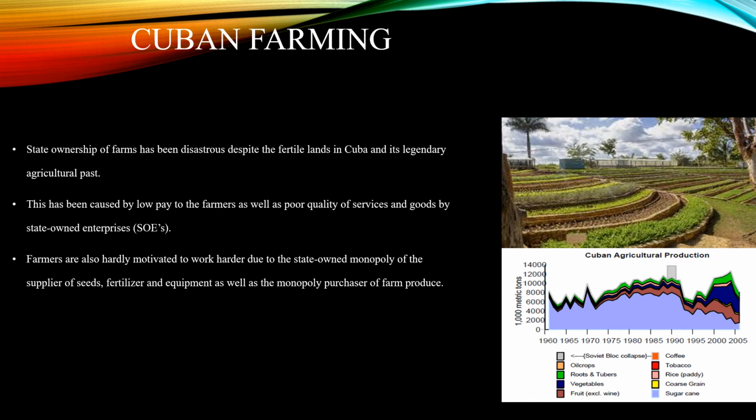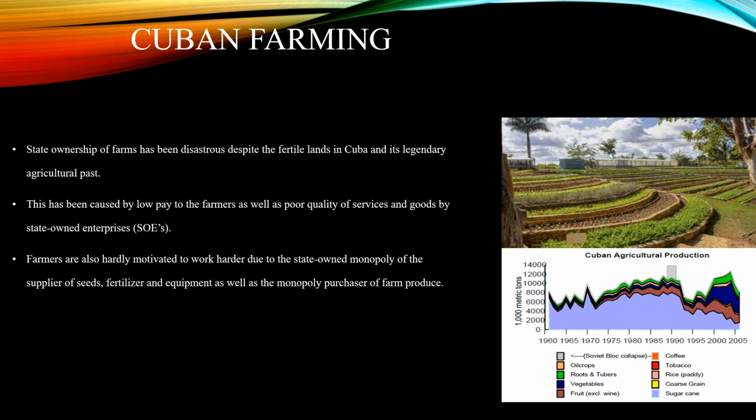Now to question one. Question one said, why has state ownership of farms resulted in disaster in Cuban farming? I would say that this state ownership of farms has led to a huge drop in farm produce in Cuba. Its traditional agricultural past has deteriorated as 45% of the 75% arable land owned by the state lay idle.